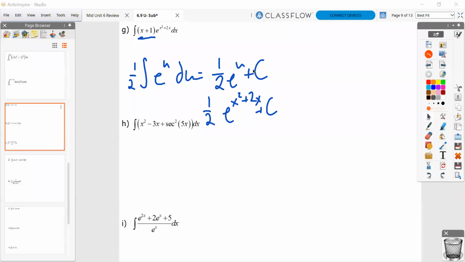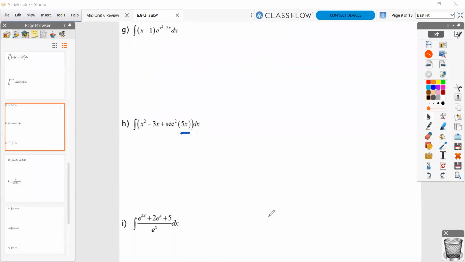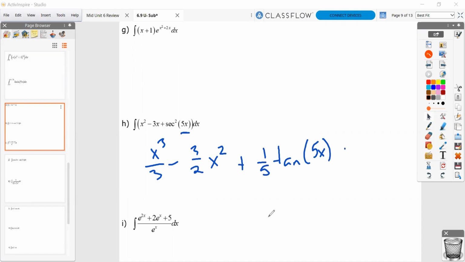For this second one, the only thing we really have to deal with the u sub is this 5x. The x squared and minus 3x are totally fine on their own. We can just do the antiderivative of those as they are. That'll give us x cubed over 3 minus 3 halves x squared. However, dealing with secant squared, the derivative of tangent is secant squared. So this is going to become tangent of 5x. However, we have to undo that chain rule, and this becomes a 1/5. So plus 1/5 tangent 5x, and then a plus c.